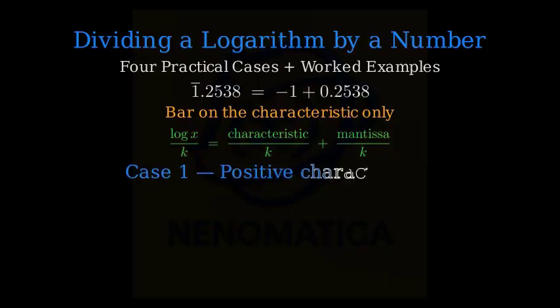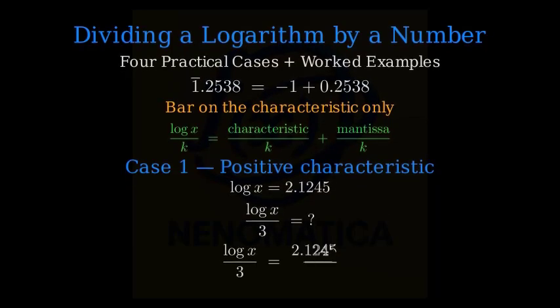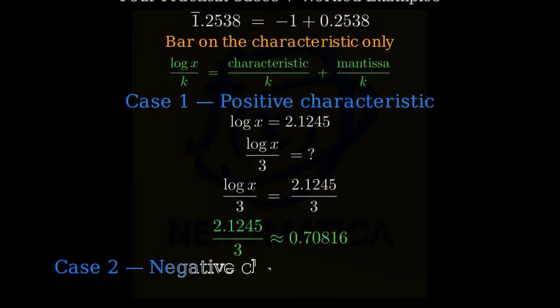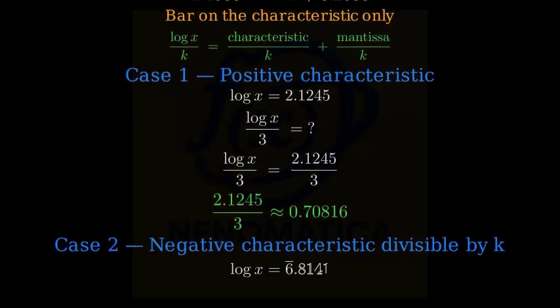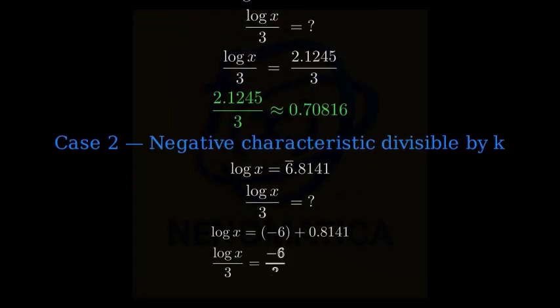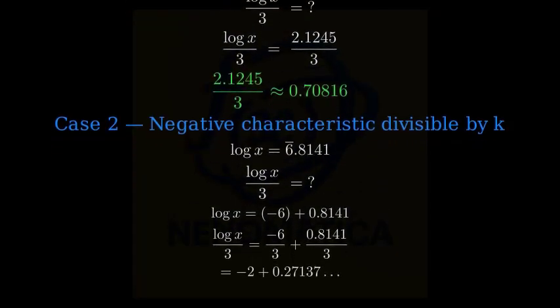Case 1. Positive characteristic, positive divisor. Example, log x equals 2.1245. Compute log x divided by 3. Case 2. Negative characteristic, but divisible by the positive divisor. Example, log x equals bar 6.8141.